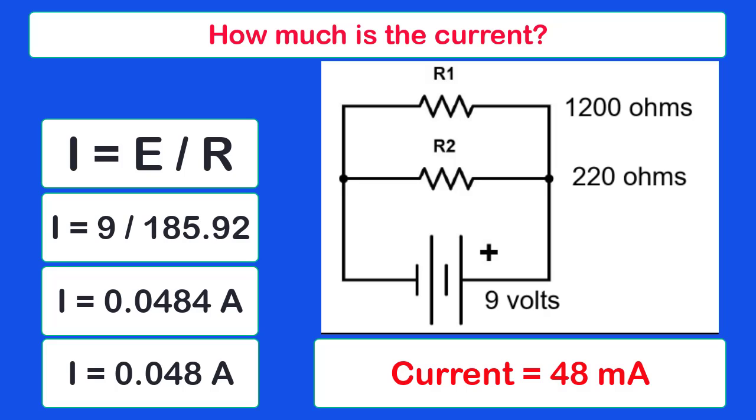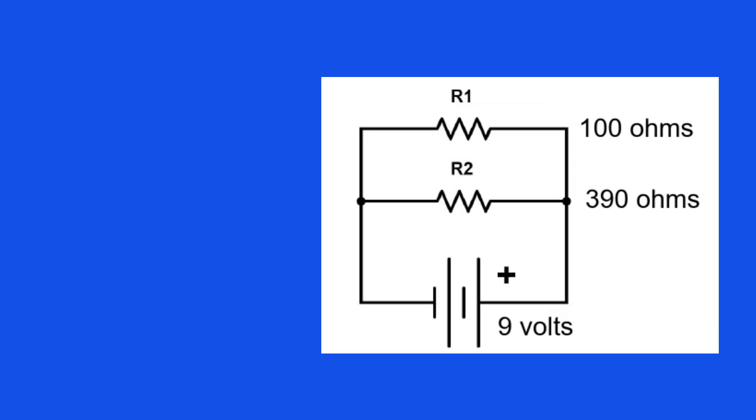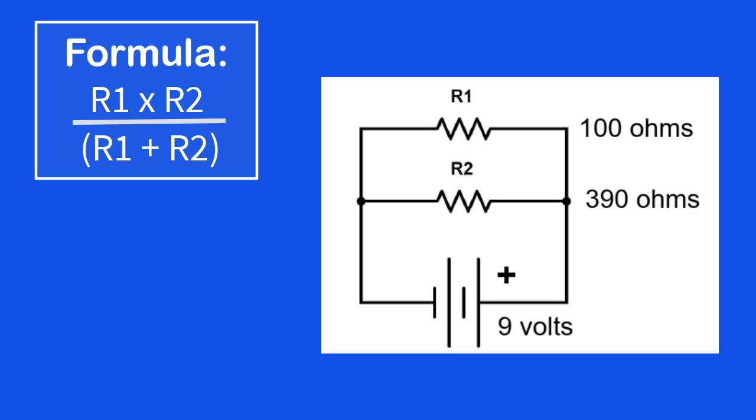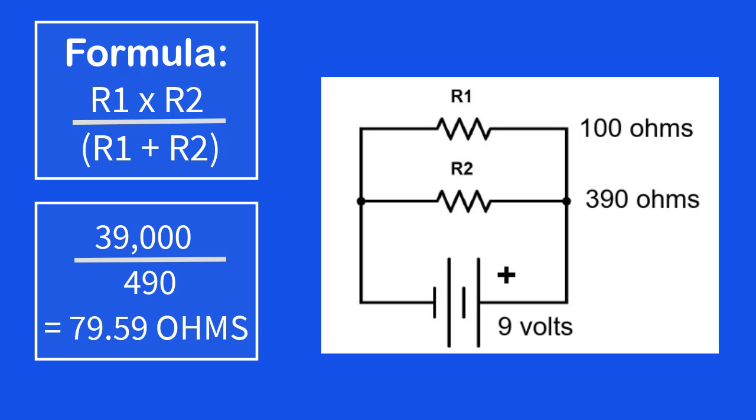Let's do one more example of two resistors in parallel. Here we have R1 equal to 100 ohms and R2 equal to 390 ohms. What is the total resistance in the circuit? Using the formula R1 times R2 divided by the quantity R1 plus R2, we get 39,000 divided by 490, or 79.59 ohms.